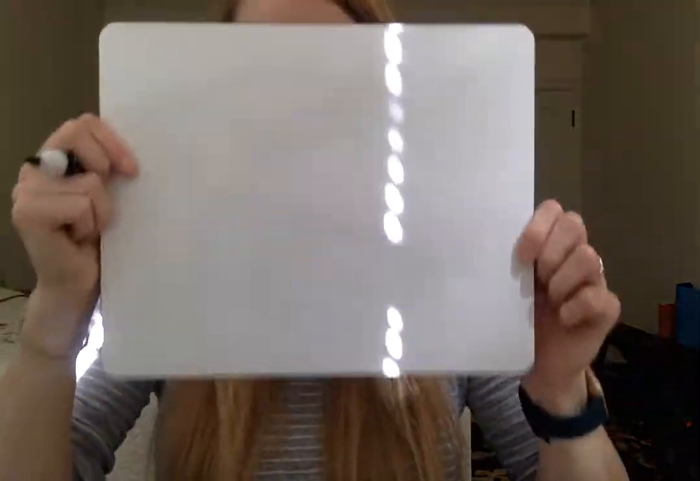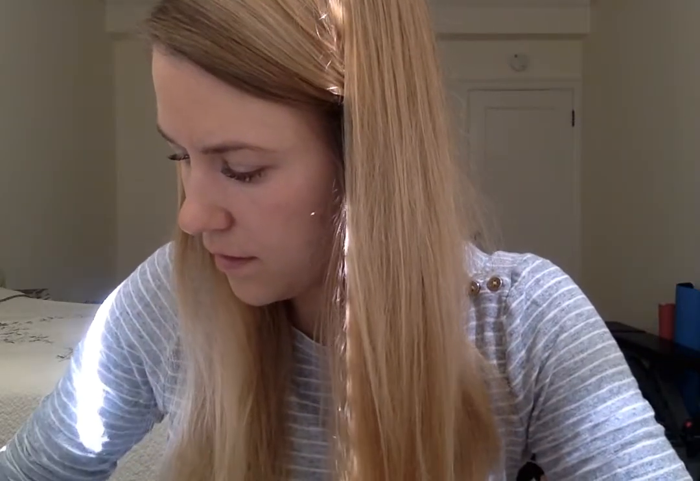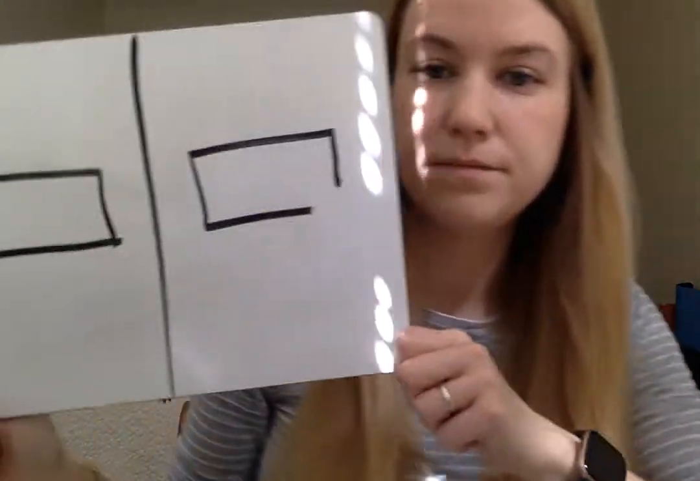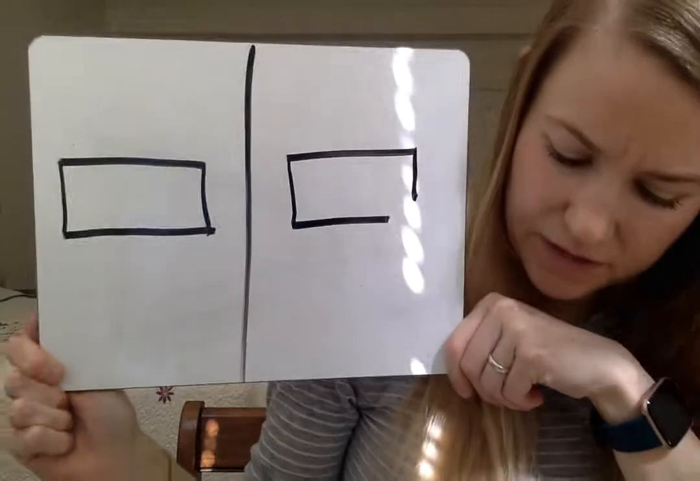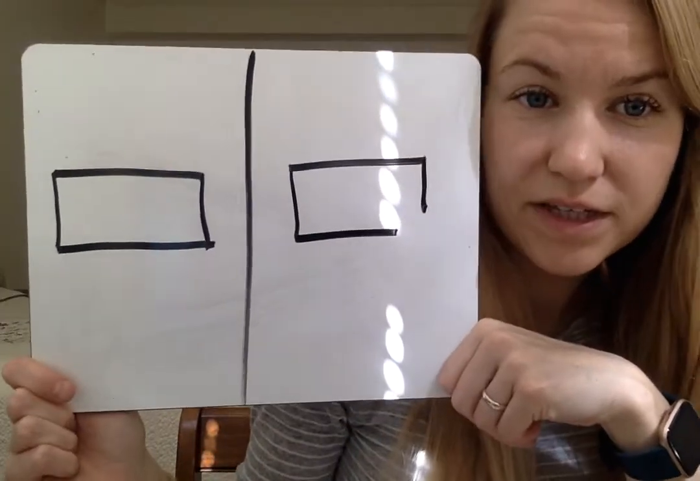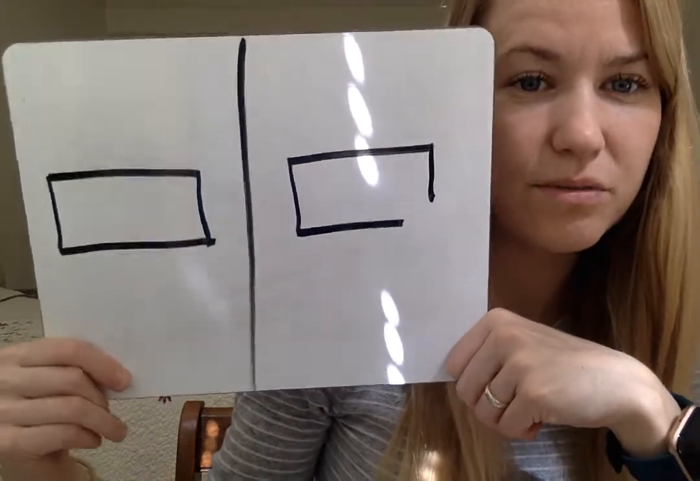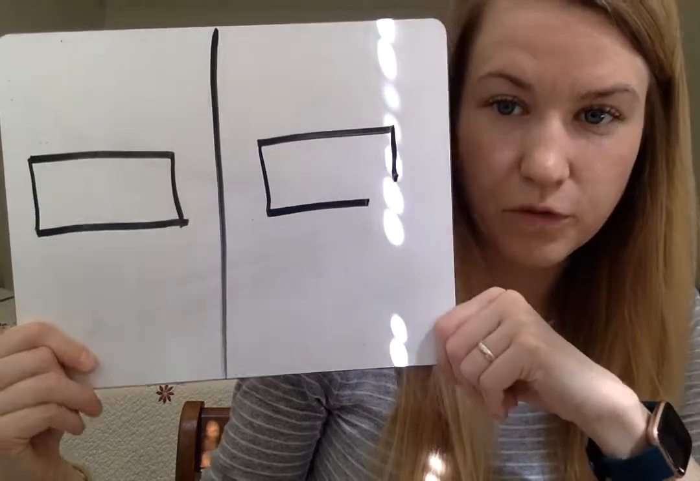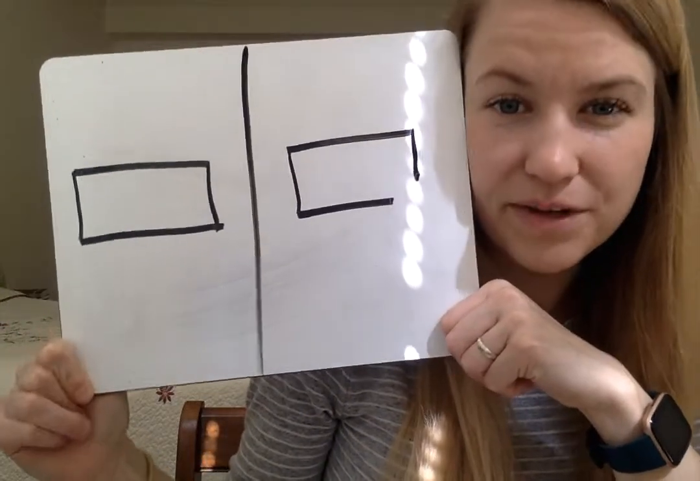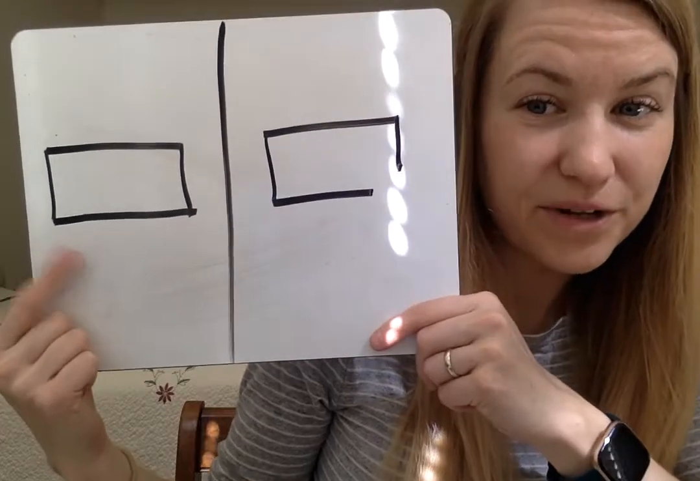Okay, I'm going to draw 2 figures. I'll divide my board in half just to make it very clear for you. Hopefully you can notice that I have one rectangle here, and then I have one shape that is close to a rectangle, but it's not, all right? I bet you could point to the one that is a rectangle. Hopefully you pointed to this one.